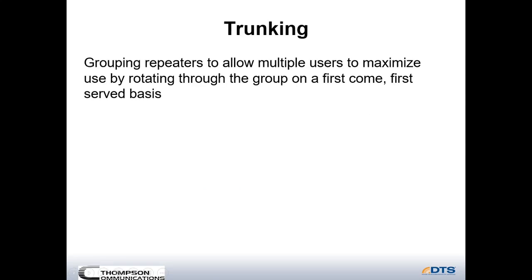Trunking works by grouping repeaters together so users can access the next available one rather than being assigned to a physical repeater. This is kind of like waiting in line at a bank versus a grocery store. If you're over 40, you can probably remember when you went into a bank and each teller had a line, then they went to a single line, so you just go to the next available one. This is how trunking works.